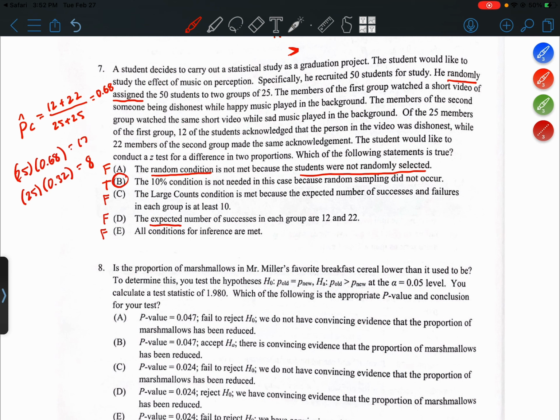Now, this is not really something that we talk about in class, but if you don't do any random sampling, there's no need to check the 10% condition, because the only reason we check the 10% condition is so that sampling without replacement is okay.